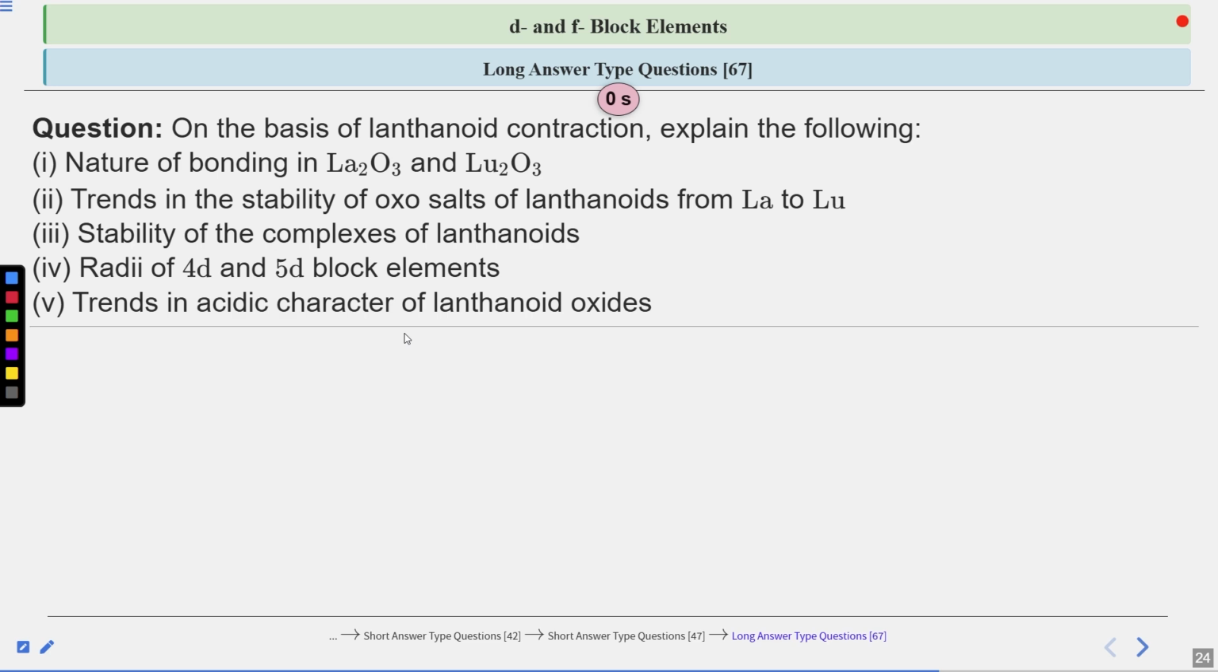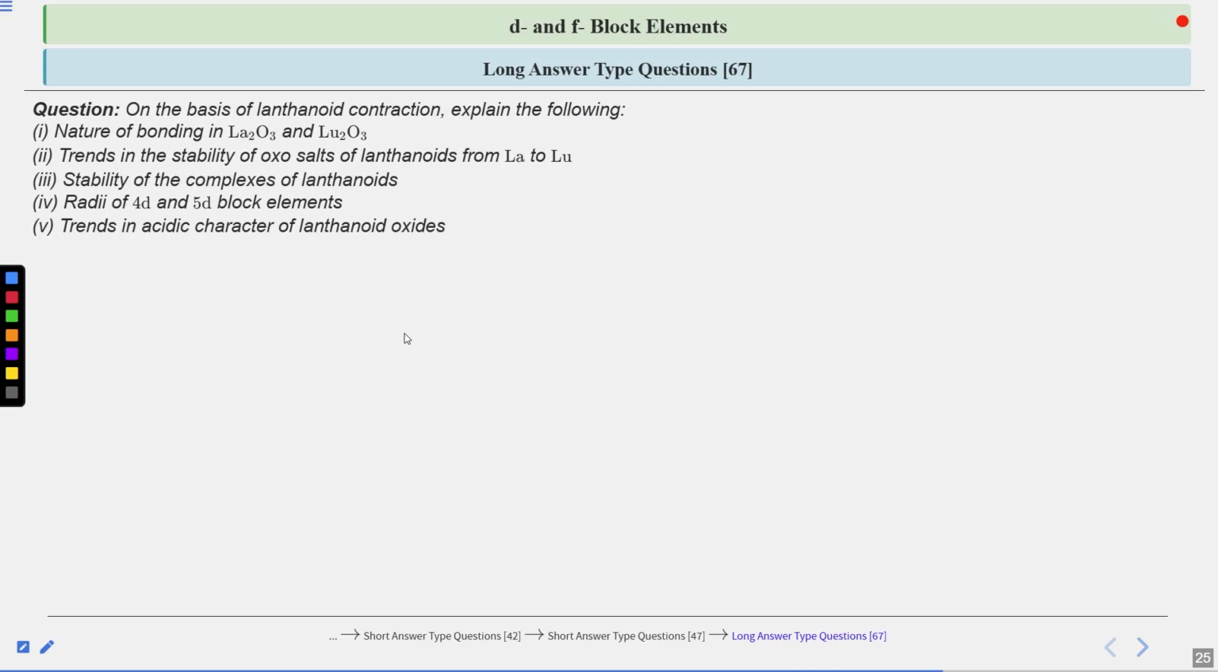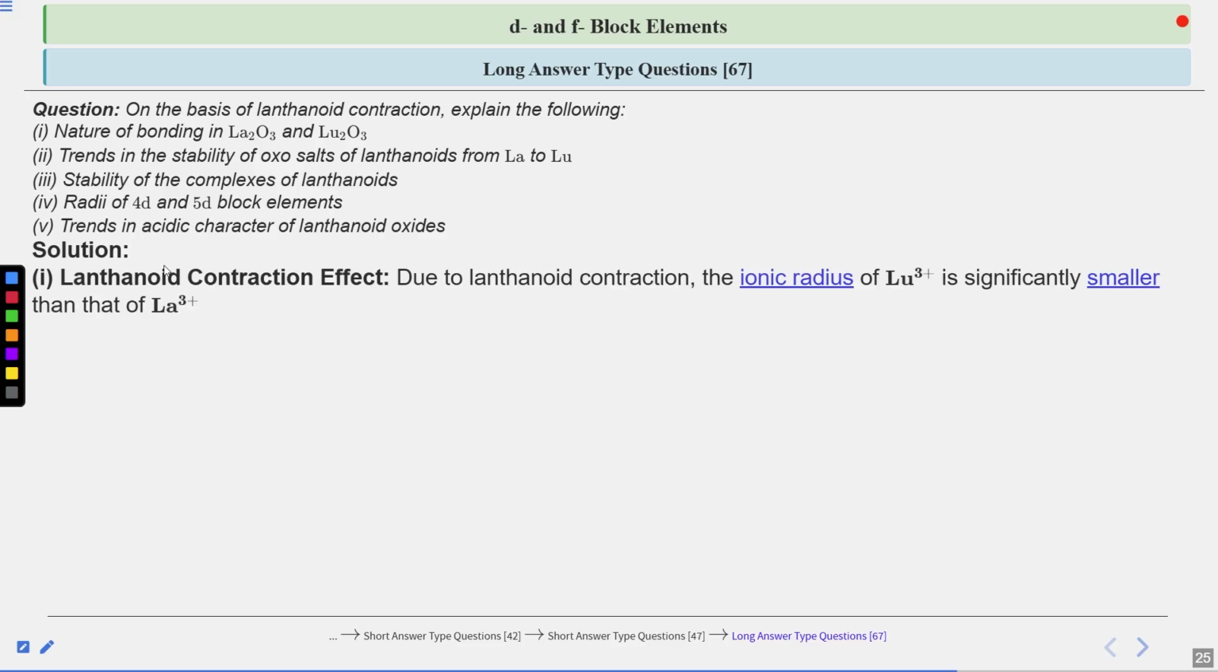Okay, let's see. For this given question, let's start with the first part: the lanthanoid contraction effect. Due to the lanthanoid contraction, the ionic radius of lutetium 3 positive is significantly smaller than that of lanthanum 3 positive. Okay, why? Due to the lanthanoid contraction. Lanthanoid contraction is basically the gradual decrease in the atomic or ionic size of the elements in the lanthanoid series.